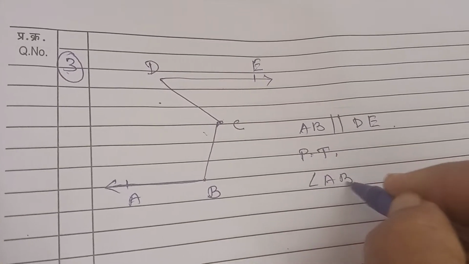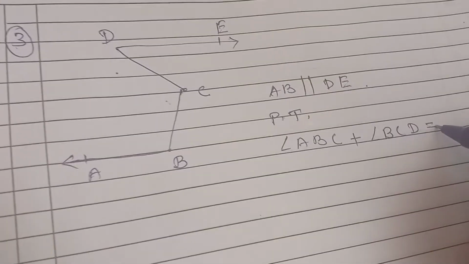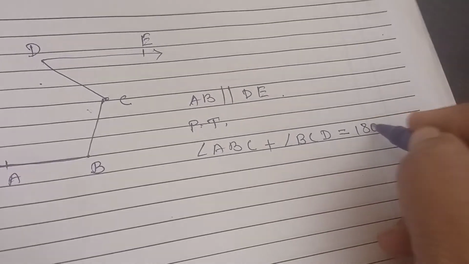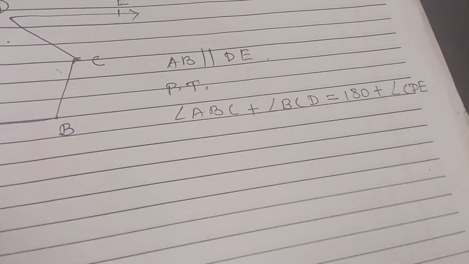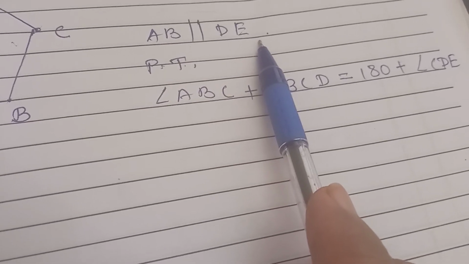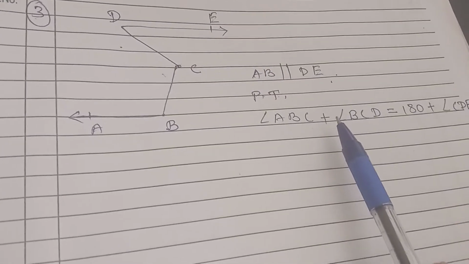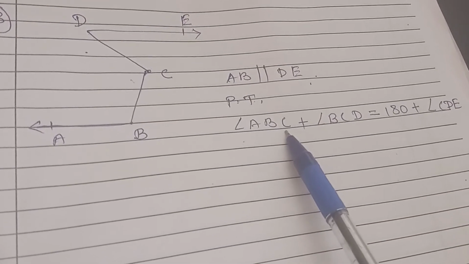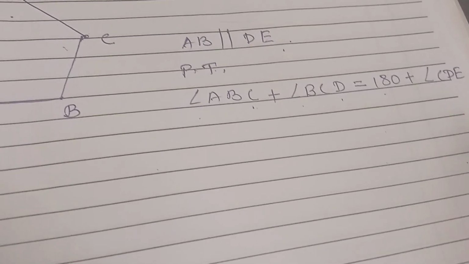angle ABC plus angle BCD is equal to 180 plus angle CDE. See what you have to prove. AB is parallel to DE. Only this is given to you. Then you have to prove that angle ABC plus angle BCD is equal to 180 plus angle CDE. This you have to prove.